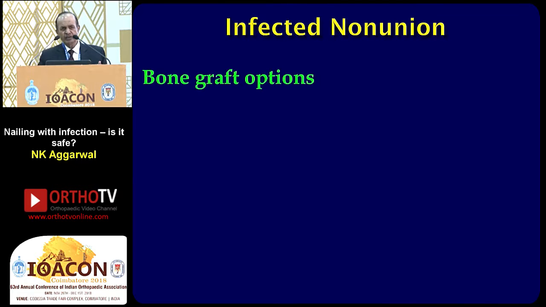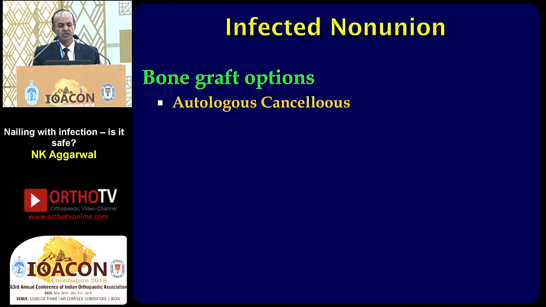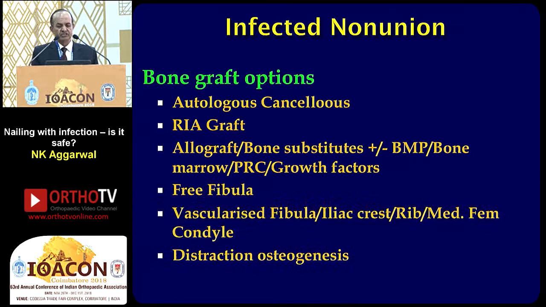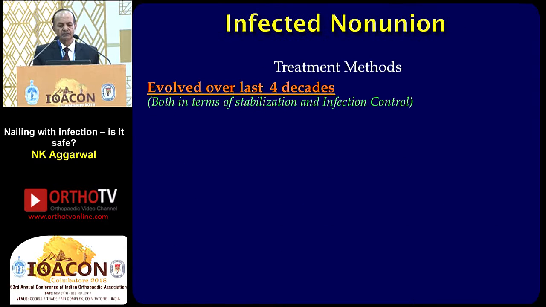Now coming to enhancing the bone union process, what are the various bone graft options? Of course, autologous cancellous bone graft is the gold standard, but there are others now with reduced morbidity. Reamer irrigator aspirator bone graft is available, which reduces morbidity, and there are other bone substitutes, allograft with or without bone morphogenetic proteins, and growth factors, and then there are strut grafts for gap situations.